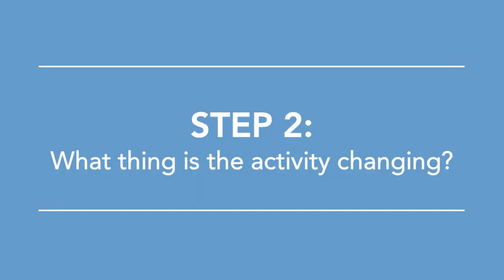Step 2 is what thing is the activity changing? You're doing the activity for a reason, not just to do stuff. So what is the thing that your activity is changing or impacting or making some difference to? So for example, the thing that the activity of railway track maintenance is changing is railway tracks.